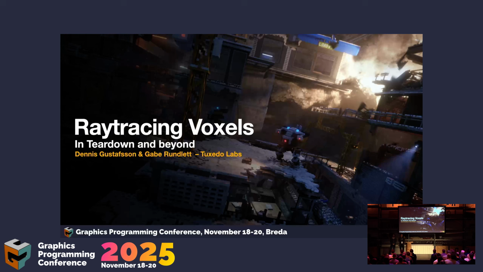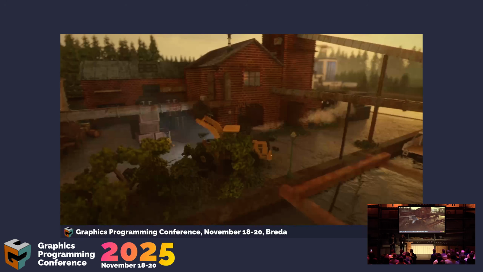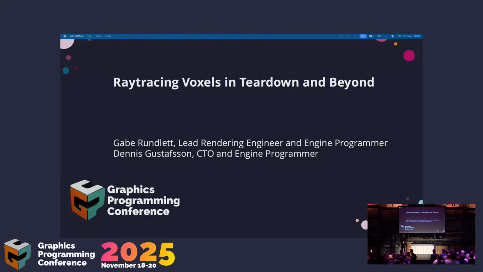My name is Gustafsson. I'm the founder and CTO of Tuxedolabs, and by my side here, Gabe Rundlett, our very talented graphics programmer. And we're going to talk about two things. It's going to be a talk that is split up in two parts. First, I'm going to talk about the techniques I used for implementing the rendering of voxels in Teardown. And the other half of the talk, Gabe is going to talk about a new engine that we've been working on for some time.